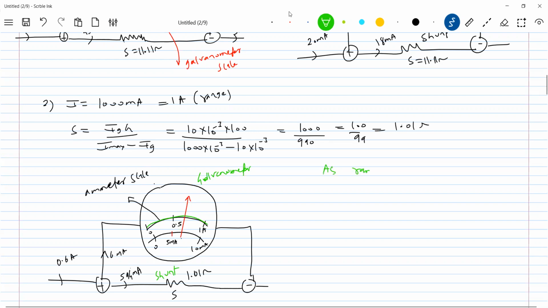So therefore, shall we put it like this? As range increases, the value of shunt decreases. This is the one basic rule you have to remember. Means if I go for 10 ampere, then what is the value of the shunt required?